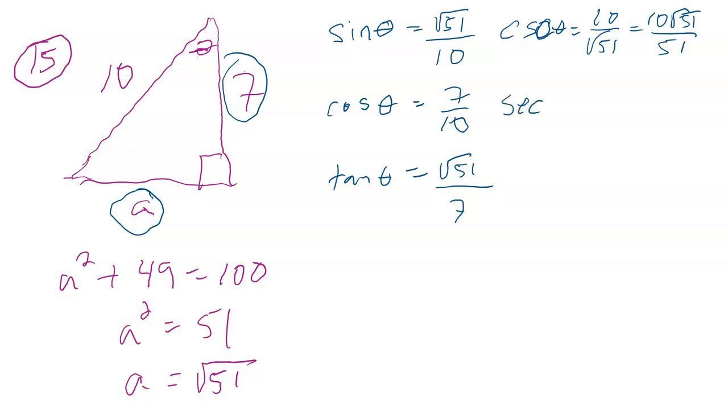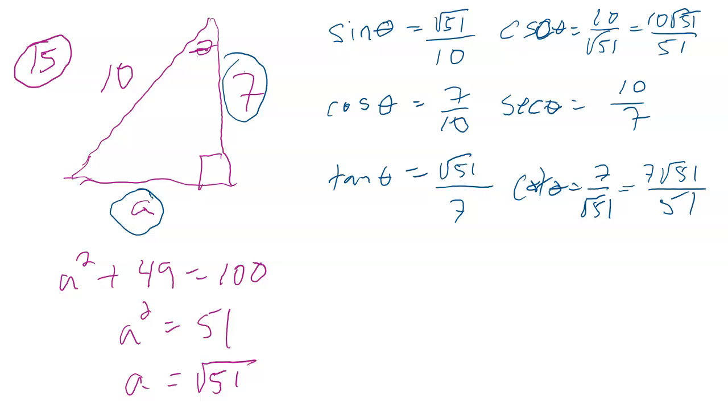Secant theta is the reciprocal of cosine, which is 10/7. Cotangent theta is 7 over the square root of 51, the reciprocal of tangent. I'm going to rationalize that, and this will be 7 square root of 51 over 51. Easy enough. I feel like I'm going slow. There are so many questions to answer, like list all 5, list all 17, even on the next one.